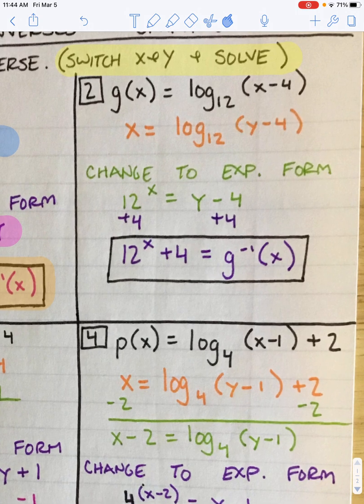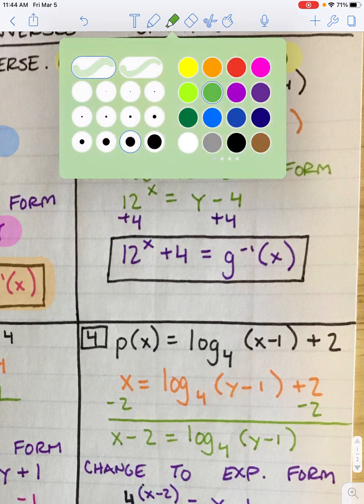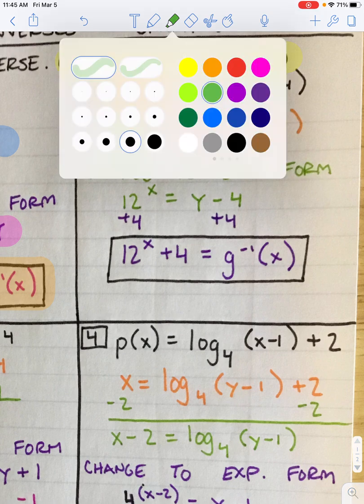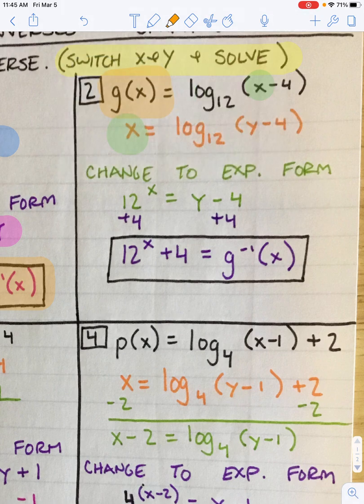Okay, so over here we have a g of x is equal to log base 12 of x minus 4. So this one is in log form, so we need to go ahead and again switch our x and our y and then change it to exponential form. So that g of x becomes our x is equal to log base 12 of y minus 4.